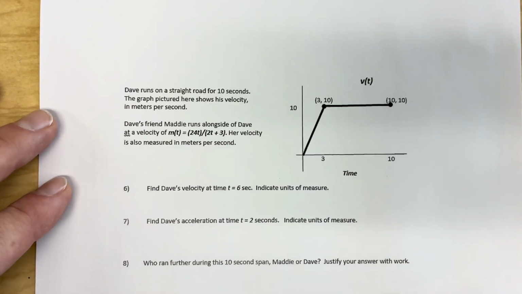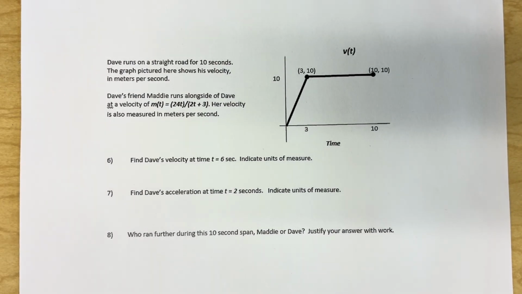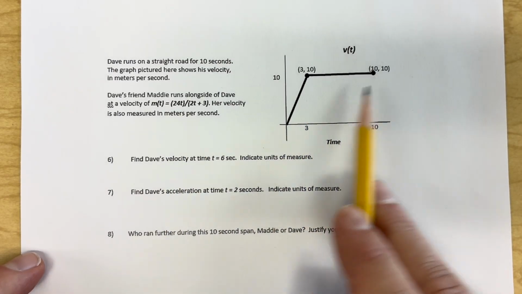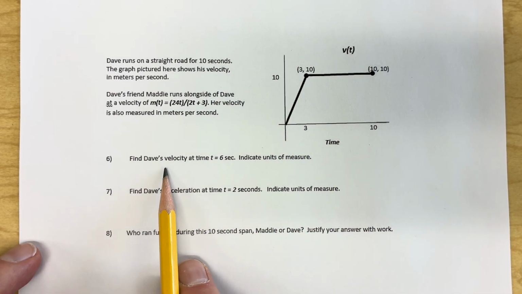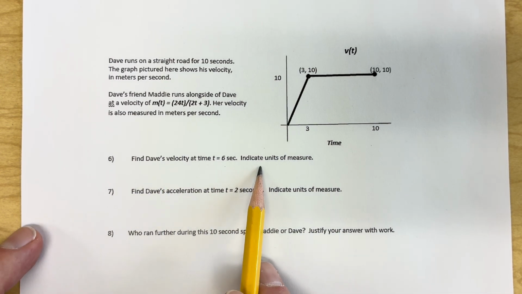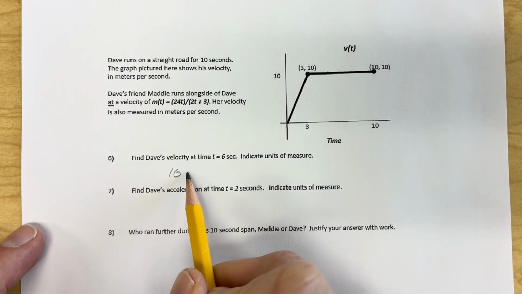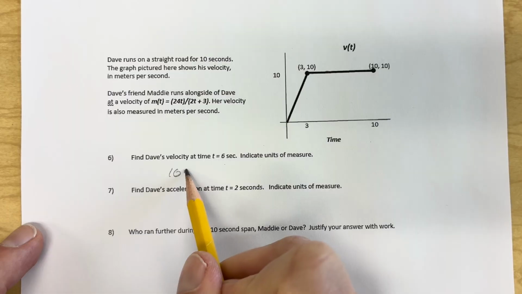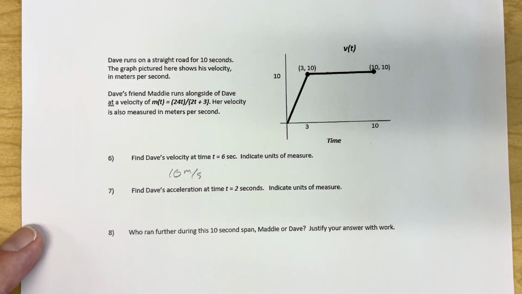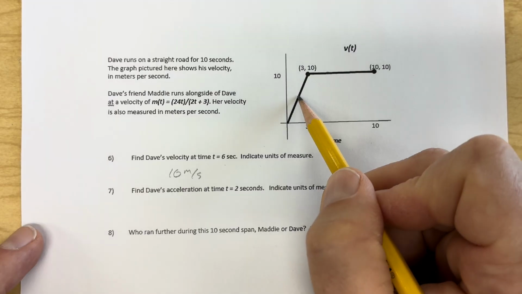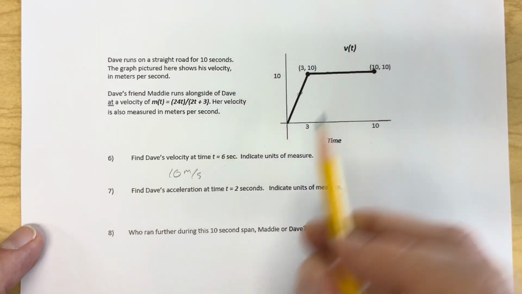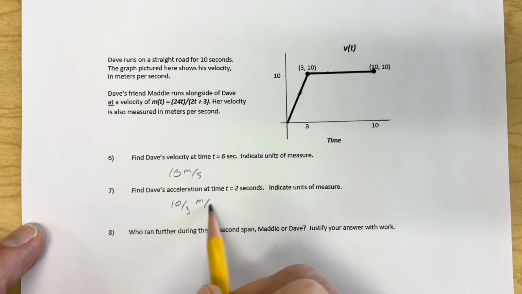Okay. So we have a similar problem here. I'll let you read this one and give this one a try. All right, and it says Dave runs with this velocity. Find his velocity at 6 seconds and use units of measure. Well, at 6 seconds, he's right here with a velocity of 10. It's just 10, and it's in meters per second, so 10 meters per second, okay? Find his acceleration at 2 seconds. Well, the acceleration would be the derivative of this. It's up 10 over 3, so it's 10 thirds meters per second squared.